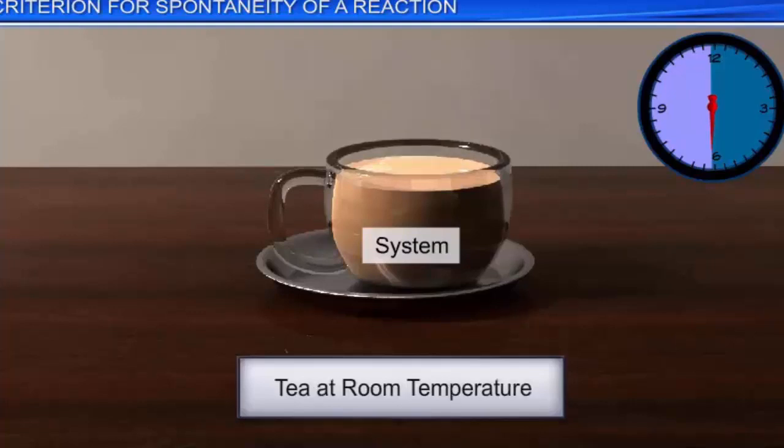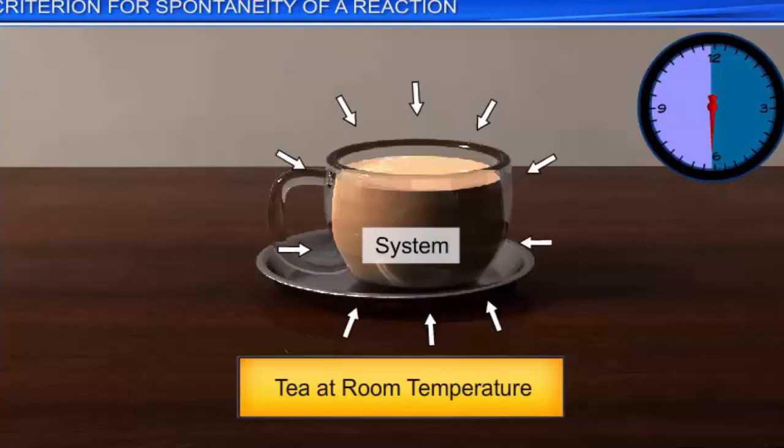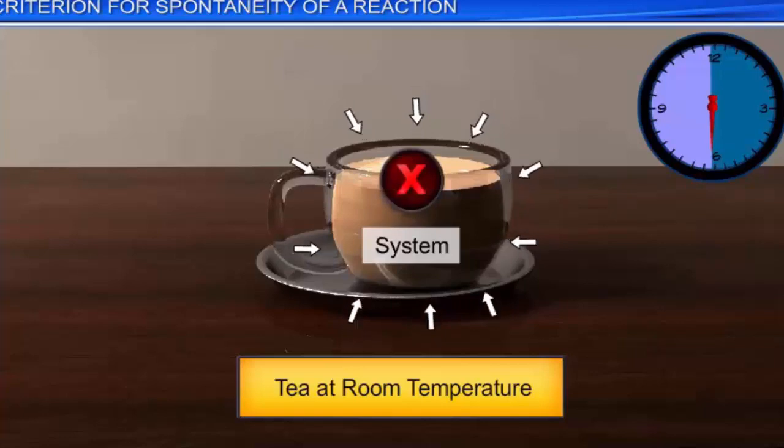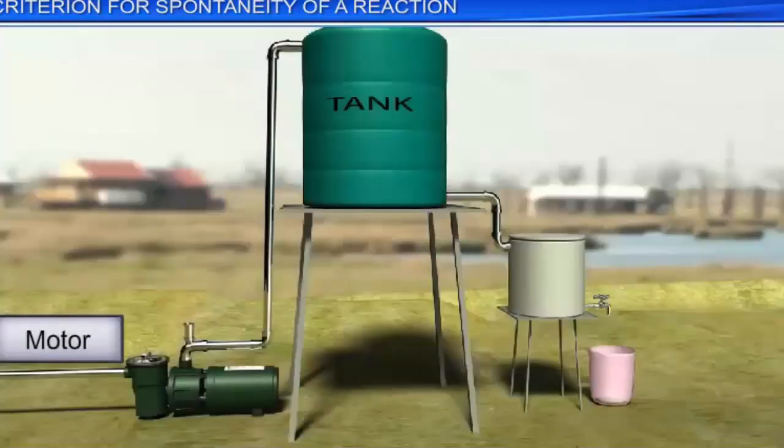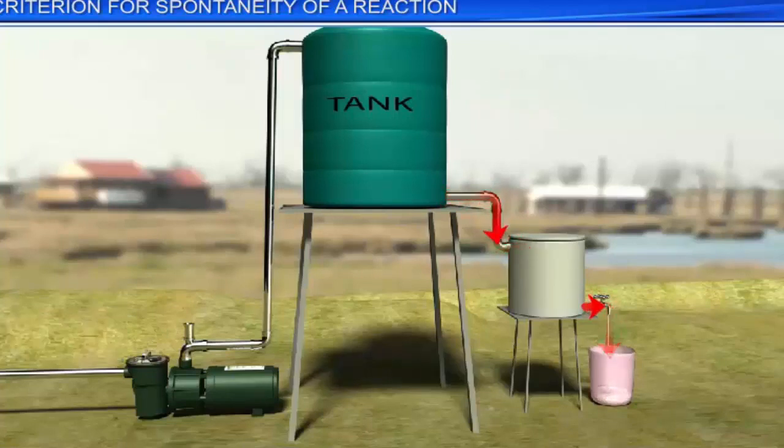Keep a cup of tea, which is at room temperature. Will the heat from the surrounding heat the cup? No, that is not possible. Similarly, water flows naturally from higher level to lower level, while we have to use a motor to transfer water from lower level to higher level.